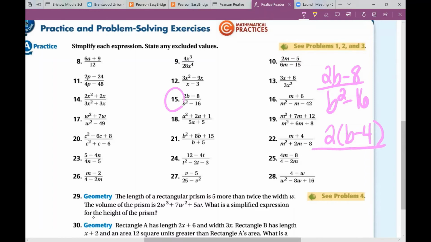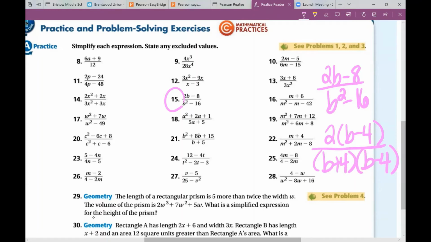And my denominator, b squared minus 16, is a difference of 2 squares. So we're looking to break 16 down into 2 numbers that will equal 16 when I multiply, but 0 if I subtract them. And that would be 4 and 4. So a factor of b plus 4 and a factor of b minus 4.